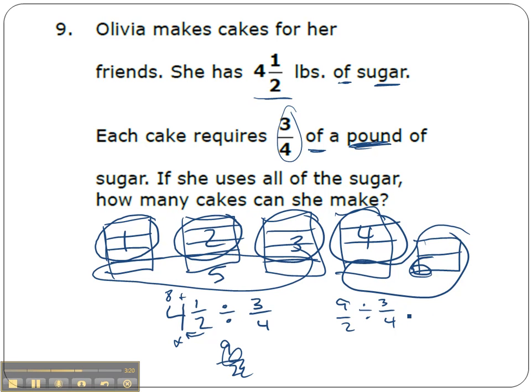Dividing fractions is as easy as pie. Just flip the second fraction and multiply. So that's 4/3 if I flip it to its reciprocal and multiply. So 9 halves times 4/3, top times top, 9 times 4 is 36, bottom times bottom, 2 times 3 is 6, and then 36 divided by 6 is 6. So 6 cakes.